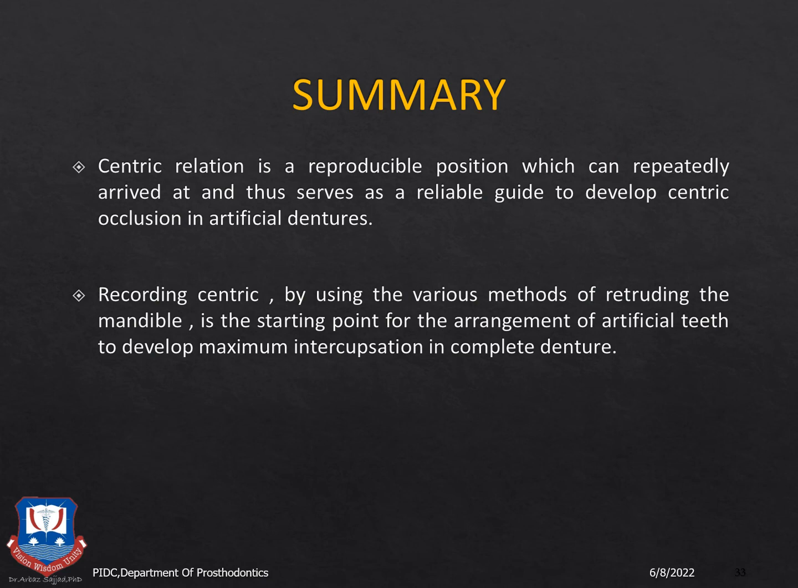So, coming to the summary, centric relationship is a reproducible position which can be repeatedly arrived at, and this serves as a reliable guide to develop centric occlusion in artificial dentures. That is, when the centric relationship records are taken, the jaw relationship is accomplished. The records are transferred to the articulator, mounted, and then the teeth setting can begin. But if you have recorded an accurate centric relationship, then the teeth setting that is done in this centric relationship is your centric occlusion.